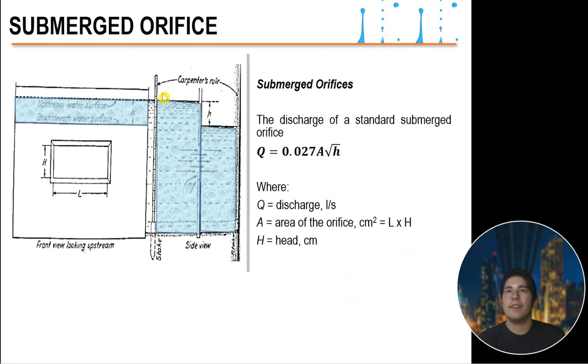Okay, so we also have the submerged orifice, such as shown here. Here is your orifice, and you have water here, meaning your orifice is submerged. So you have the upstream water surface and the downstream water surface. The discharge of a standard submerged orifice is equal to 0.027 A square root of H, where Q is the discharge in liters per second, A is the area of the orifice, length times height, provided this is our orifice, and H is the head.